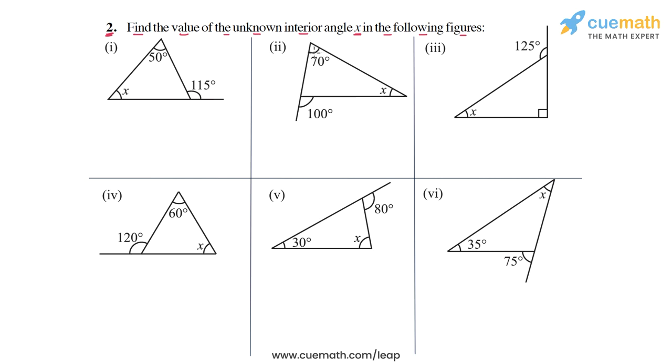To solve each part, we will use the exterior angle sum property of triangles, which says that any exterior angle of a triangle is equal to the sum of the opposite interior angles. So let's start with part 1.